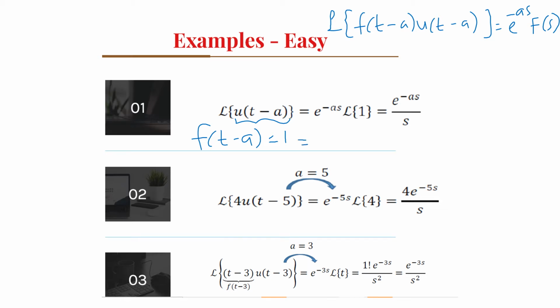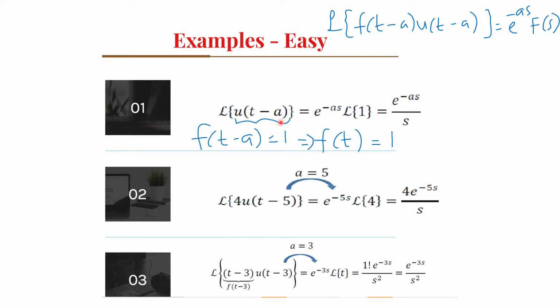Then we're going to shift t minus a to t. Then f(t) is also equal to 1 because 1 is a constant. Whenever you do the shifting of a constant, you get the same constant. So therefore the Laplace of u(t minus a) is equal to e to the power of minus as times the Laplace of 1, because f(t) is 1. The Laplace of 1 is 1 over s, so the final answer is e to the power of minus as over s.